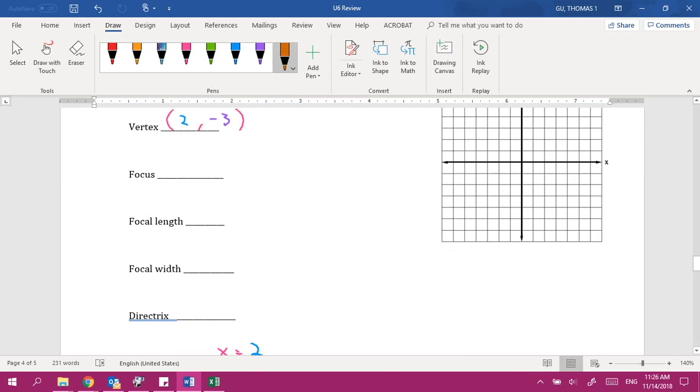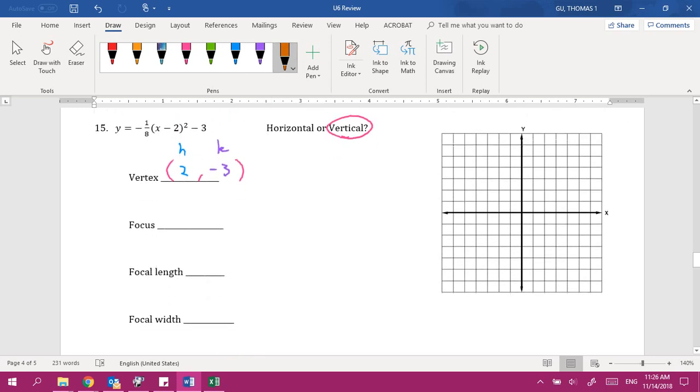But you can't find any of these other things unless you find what? What's the letter? Remember, we always look for this. P. We look for P. How do you find P, though? Through A. So what do you do exactly? Tell me what to do. 1 over 4P, right? And then you do -1 over 8. Okay, negative 1 over 8.